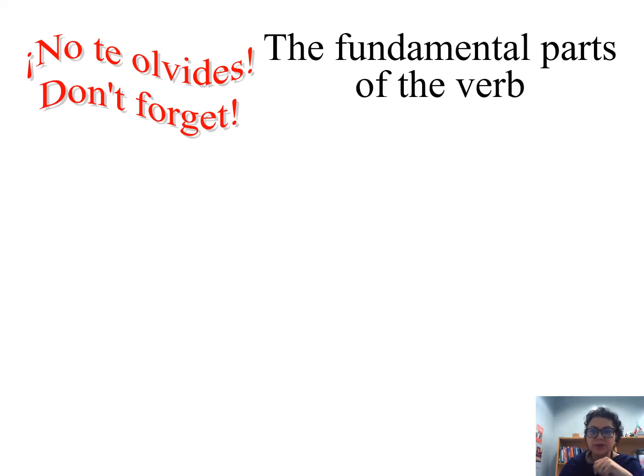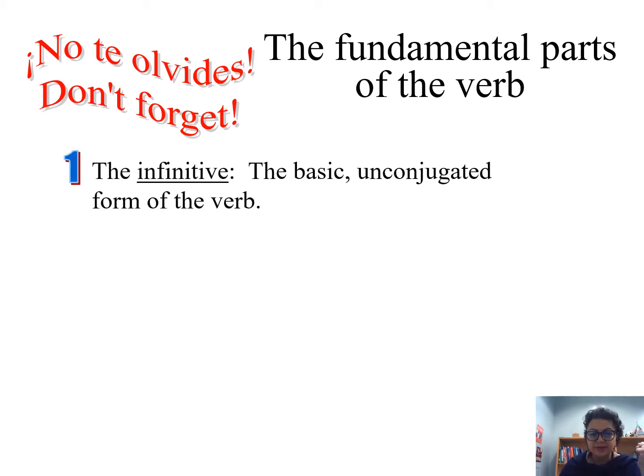First of all, we need to remember the fundamental parts of the verb. Number one, what is an infinitive? An infinitive is the basic unconjugated verb or form of the verb. In English, you make infinitives when you say to eat, to learn, to play, to study. All of these forms of the action words are infinitive. We don't know who does the action. We just know that it is an action word, infinitive form. It is unconjugated. How do we know unconjugated verbs in Spanish? We don't make them up.